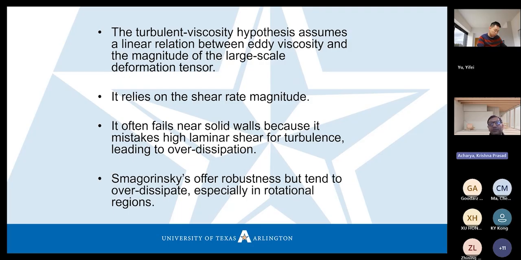The turbulent viscosity hypothesis assumes a linear relation between eddy viscosity and the magnitude of the large-scale deformation tensor. It relies on the shear rate magnitude. It often fails near solid walls because it mistakes high laminar shear for turbulence, leading to over-dissipation. Smagorinsky offers robustness but tends to over-dissipate, especially in rotational regions. This is one of the limitations of the Smagorinsky model.